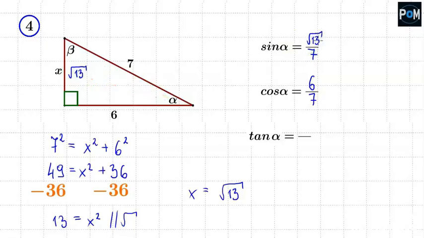There's no irrationality in the denominator. In the numerator, it doesn't bother us. Sine is there, cosine is there. Now the tangent alpha. Tangent is like sine first, meaning the square root of 13 on top. And in the denominator, we put the other leg, which is 6. We have the tangent, so we have the complete set.